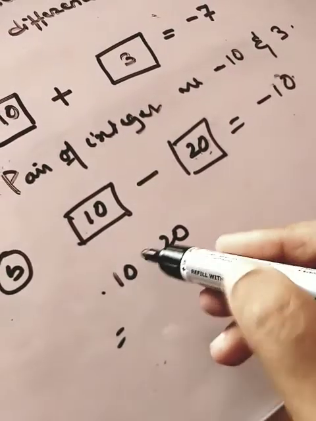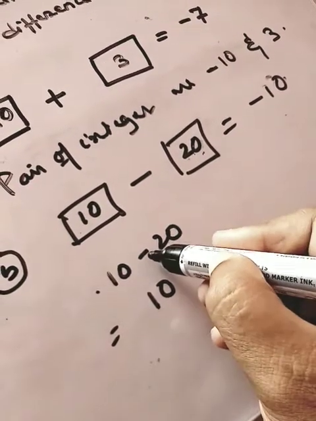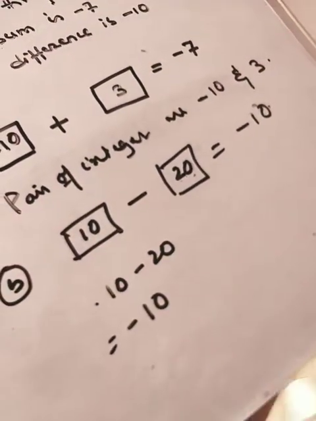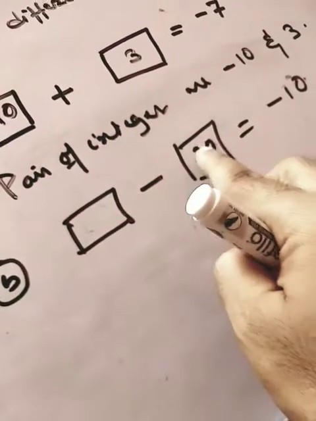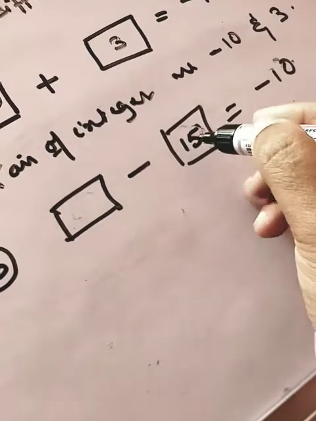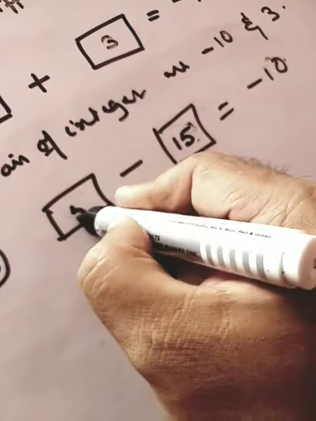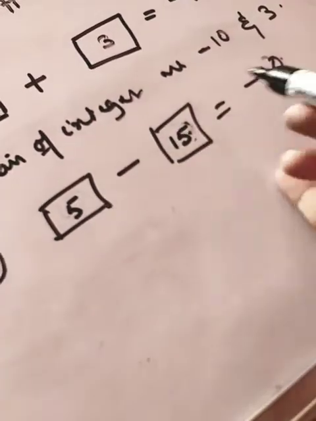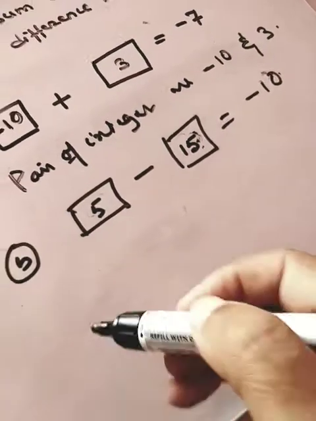Because if I solve this, this number is carrying a minus sign, plus minus is minus. 20 minus 10 is what? 10. But the larger number is what? 20. It is carrying what sign? Minus. Okay, so there's another example you can take. Suppose I take 15, so what number should be subtracted from 15 so that we get 10? It is 5, isn't it? 15 minus 5 is 10. Because 15 is carrying a minus sign, the answer will come in minus.